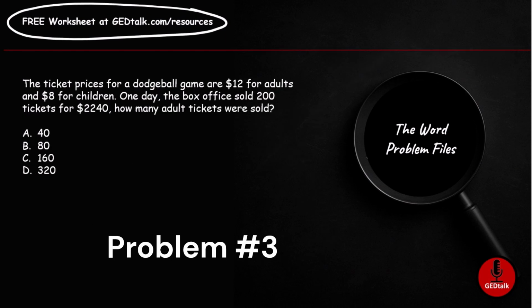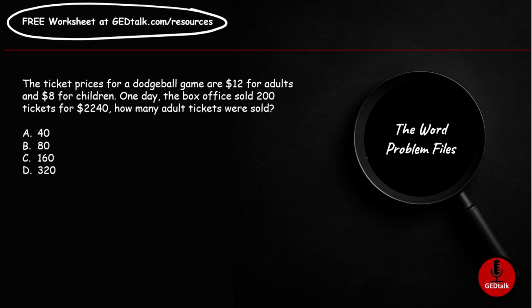So let's go ahead and move on to the next question. The question reads, the ticket prices for a dodgeball game are $12 for adults and $8 for children. One day, the box office sold 200 tickets for $2,240. How many adult tickets were sold?